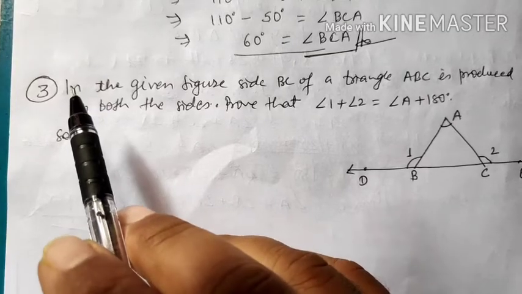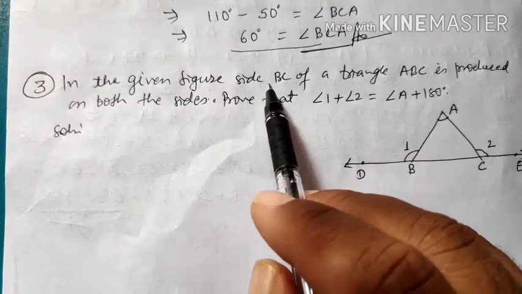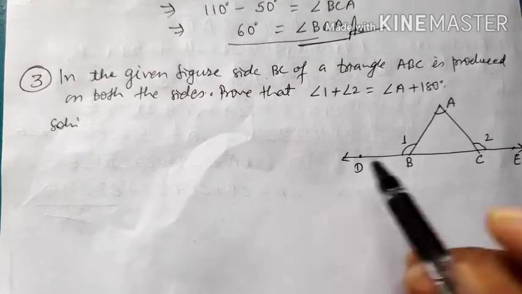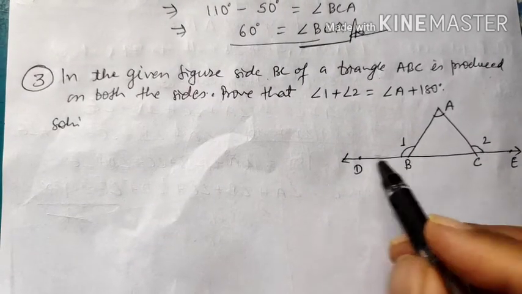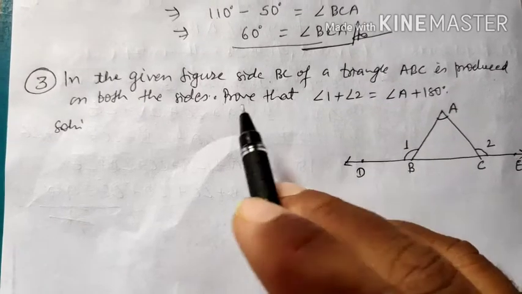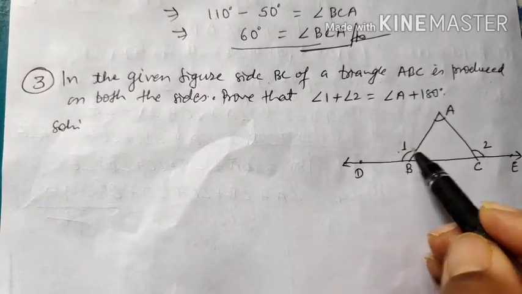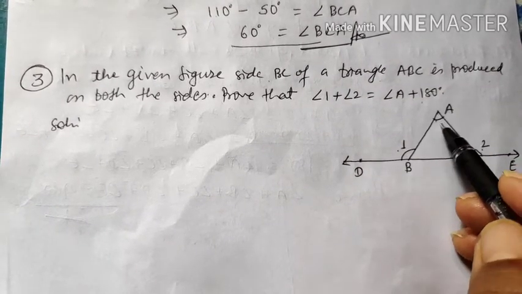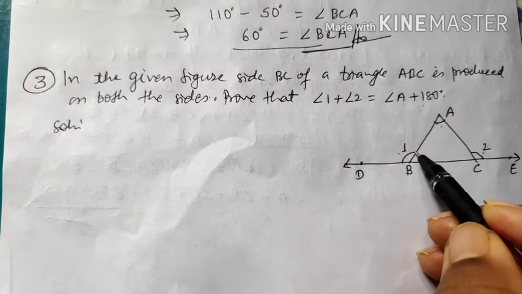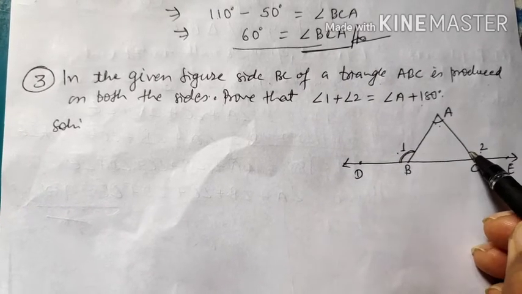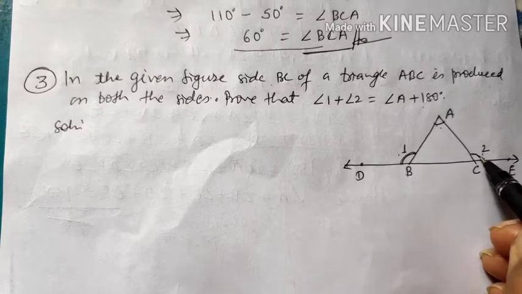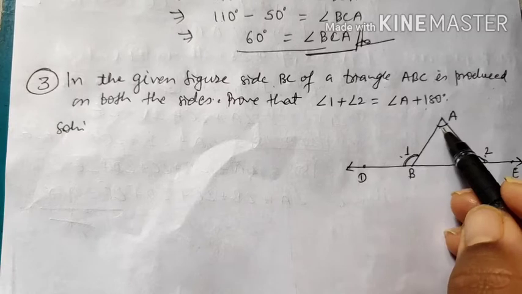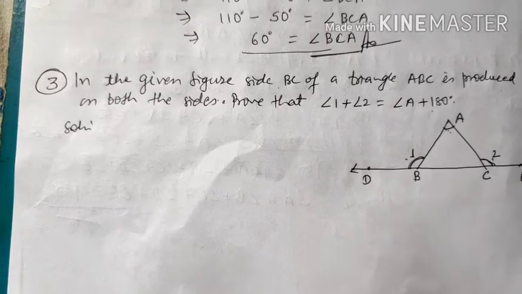Now our third question is, in the given figure, side BC of a triangle ABC is produced on both the sides. Here the side BC is produced on both the sides. Okay, and we have to prove that this angle 1 plus this angle 2 is angle A plus 180 degree. Okay, so angle 1 and angle 2 are the exterior angles, and we have to find that angle 1 plus angle 2 is angle A plus 180 degree.